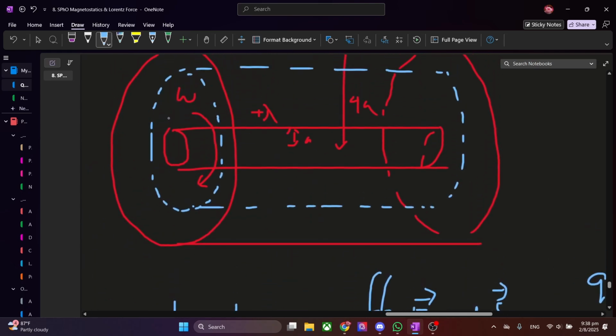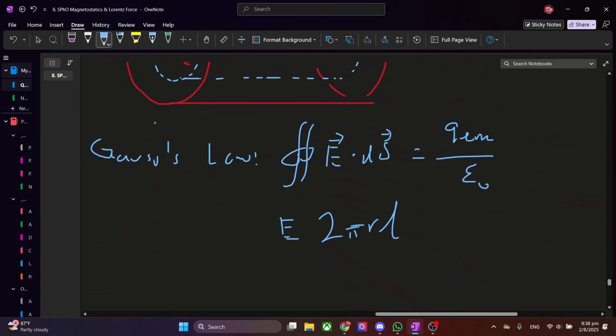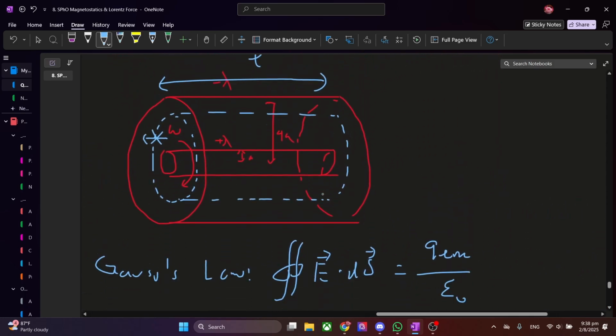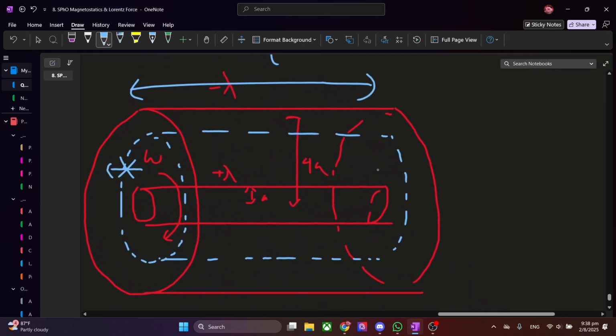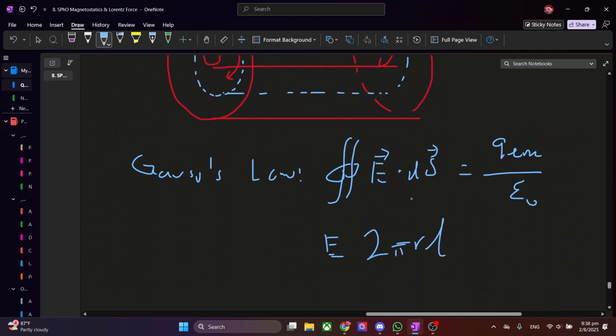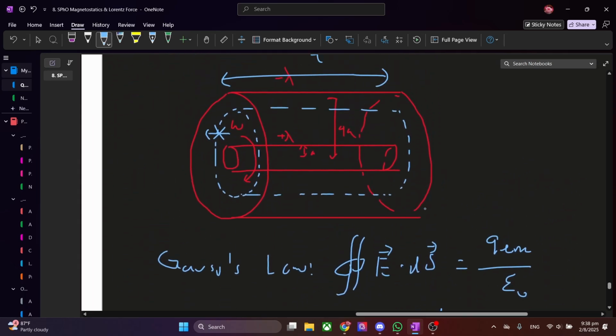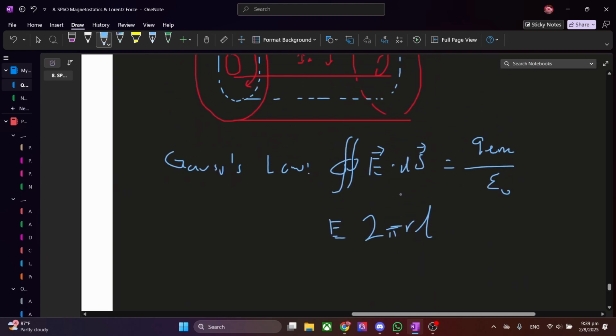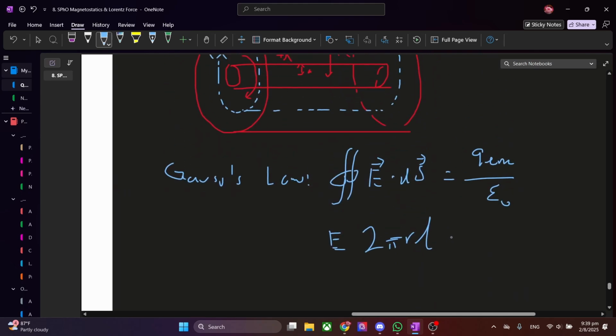And technically, you also need to consider the flux through the end caps, but it should be quite obvious why there's none in this direction. So we don't really need to consider it. There's no flux through each of these surfaces. And even if there was some, they cancel out on both. So E times 2 pi r L, that's this integral.